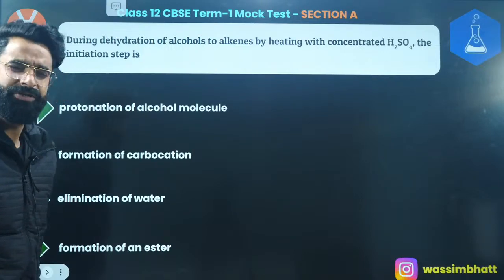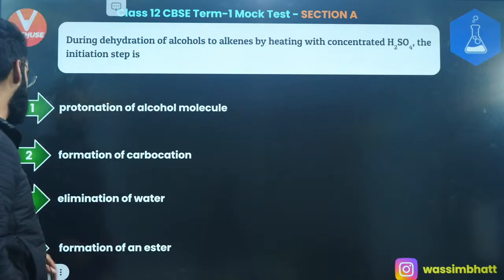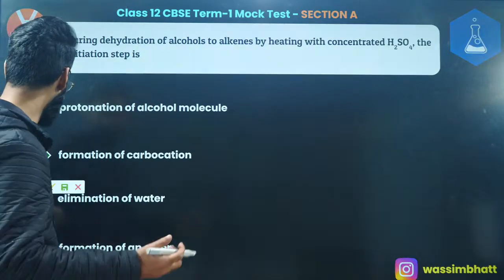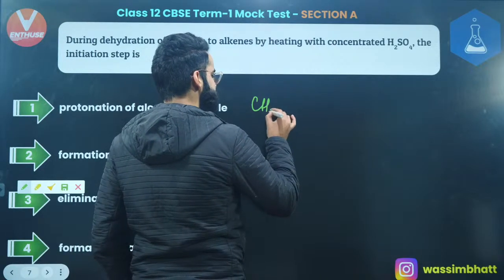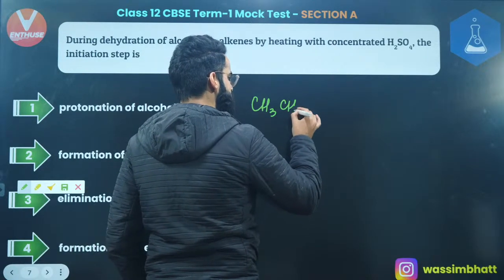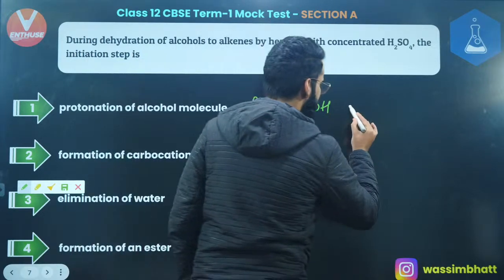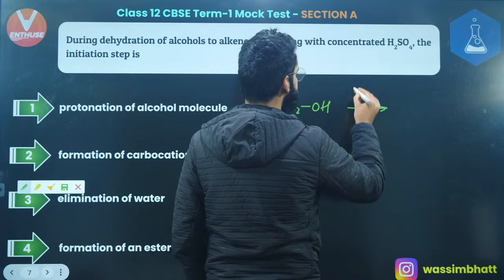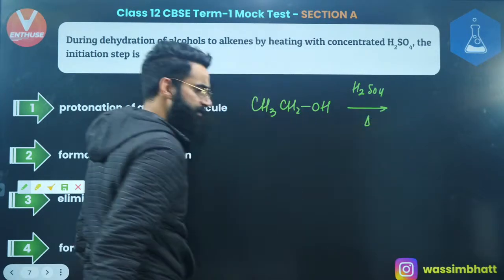Well, I can see again majority of the students are coming up with the right answer. It's absolutely going to be the protonation of alcohol molecule, right? If you remember, if I take one alcohol over here, CH3, CH2, OH. Correct? This is the alcohol. In presence of acid, H2SO4, and giving some heat, what is going to happen first of all?